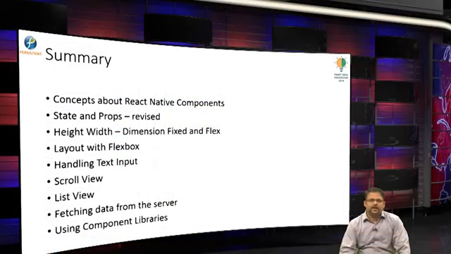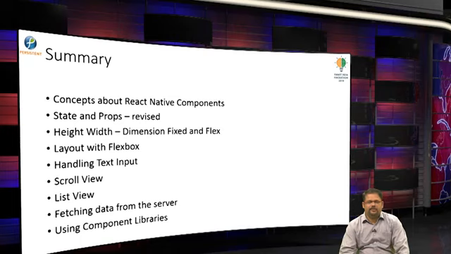Before we end this session, let's quickly go through all the points we have discussed today. Initially we revised the state and props concept that we saw in the last module. Then we went for height and width, or more precisely fixed dimension and flex dimension. Flex dimension is about the flexbox in CSS3, so it is almost the same with a few changes in a native app as well. Then we talked about layout with flexbox, where we discussed flex direction, justify content and align items.